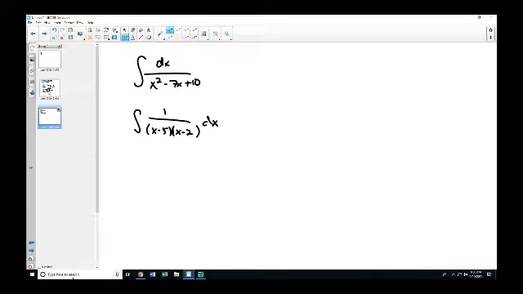So now the pre-calc part. What does this equal? A over x minus 5, B over x minus 2. A times x minus 2, B times x minus 5. Doesn't matter which one you do first, as long as you don't mix it up when you rewrite it later.